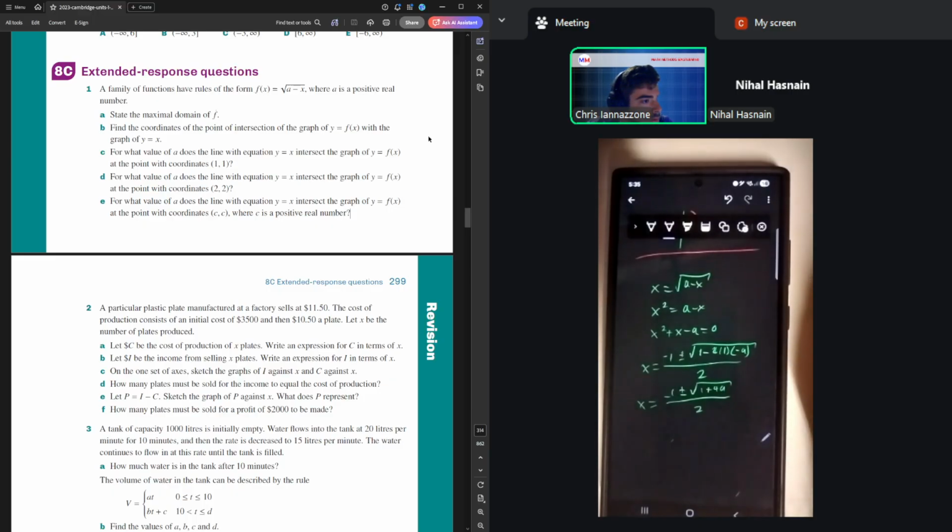Awesome. Now, as far as answering these follow-up questions, what might we be interested in doing there? So, for instance, for what value of a does the line intersect at 1, 1, rather than just where do they intersect?